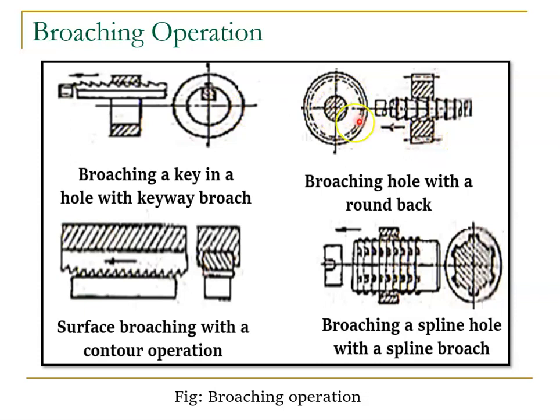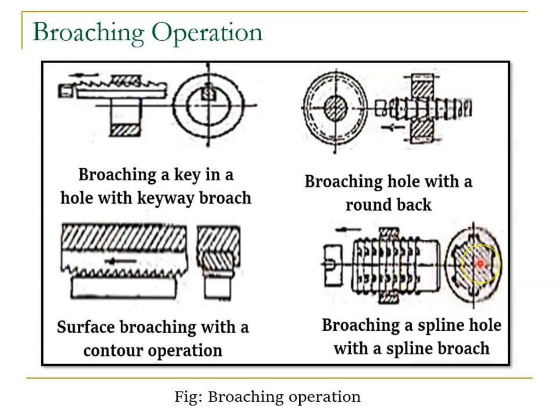Then enlarging the hole: broaching a hole with a round broach. If you want to enlarge the hole, you can use it. So this is keyway, and this is enlarging the hole. This one is surface broaching, right? If you want to broach an external surface, you can use surface broaching. Similarly, you can do splines, complex shapes, or other complicated shapes.